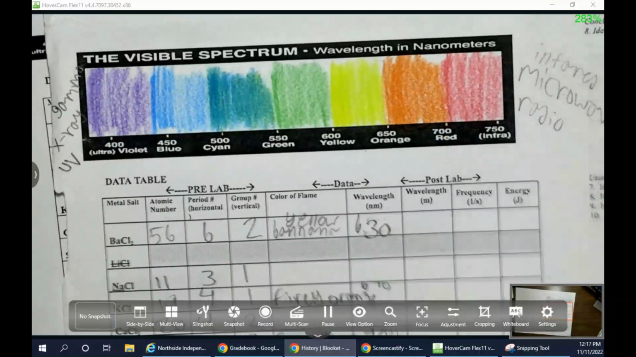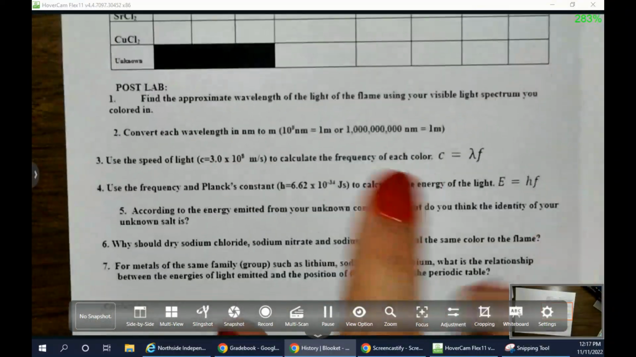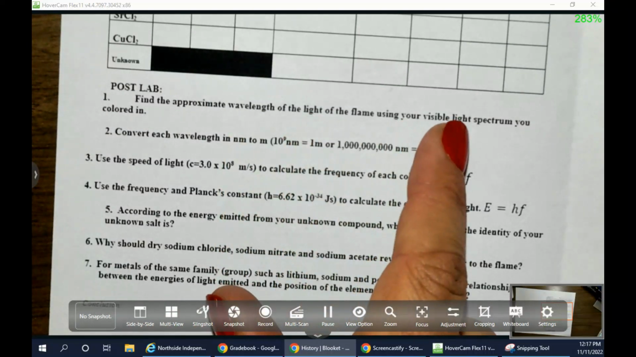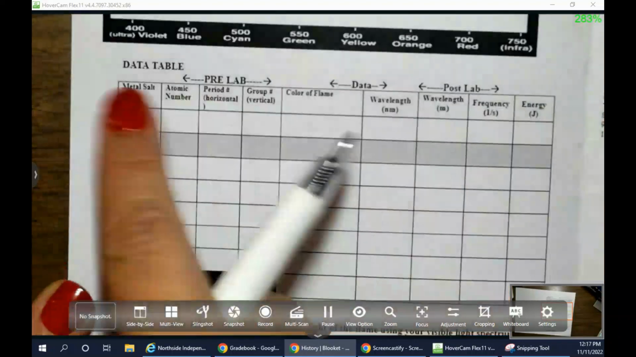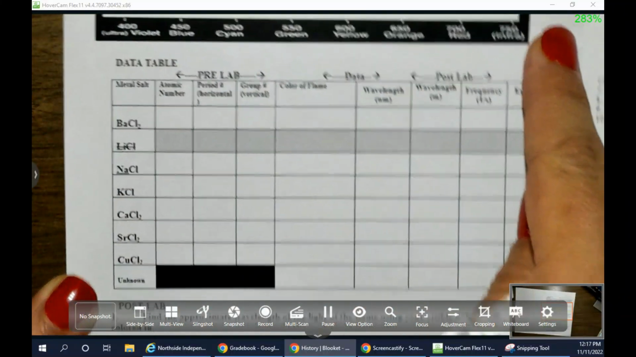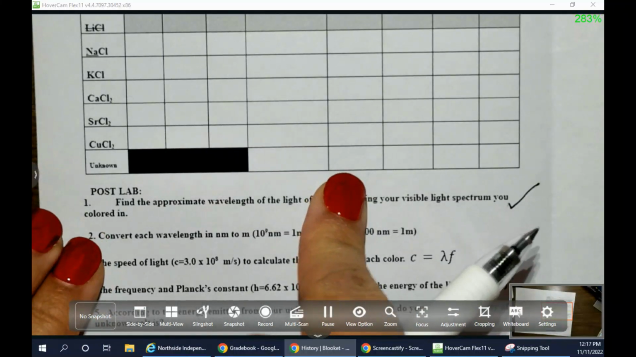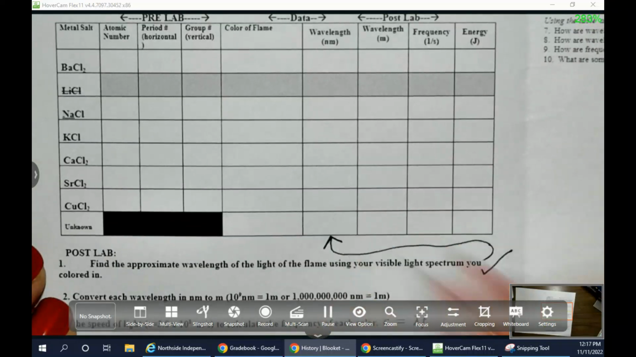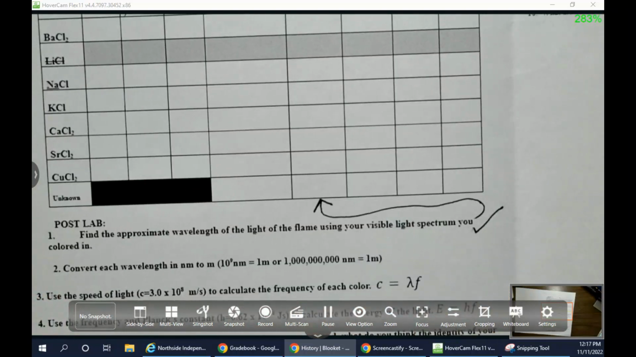All right. So that leads us to what you're accomplishing today. Down here, you're going to find your approximate wavelength of light using the visible light spectrum. So that's the part that I just showed you. You're matching it up to one of those numbers. That goes into that data table. So that one is this column. All right. Then number 2 says we're going to convert each wavelength from nanometers to meters.